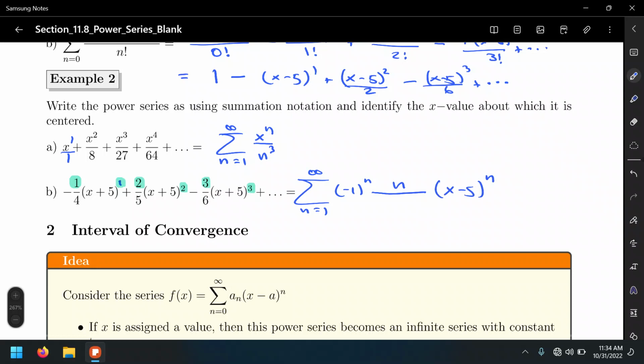But what about the denominator? So for n equals 1, we get a 1 in the numerator. But how do we get a 4? What do we have to do with the n so we can get a 4 in the denominator of the first term? n plus 3? And that does it actually. Yeah, plus 3. Right? That does it for this one.